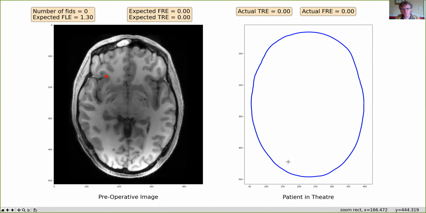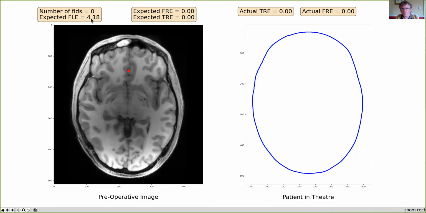We'll stick 3 points down here, tightly together, and we'll see we get quite a large error here. It's large in comparison to the fiducial localization error. We'll run again and see if we can get it.